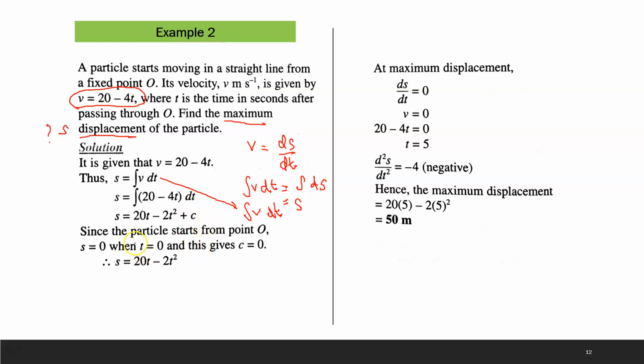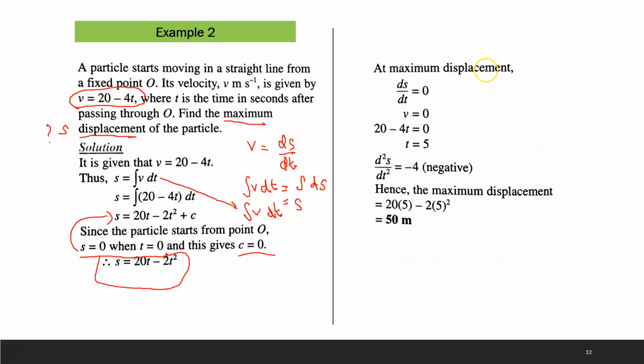Okay, dia kata since the particle starts from point O, s equal to 0 and t also equal to 0. Sebab bila dia di point O, maksud dia masih static. So time dia berada dekat O tu adalah bersamaan dengan t equal to 0, and the displacement also equal to 0. So bila you substitute this whole thing into this, kan? 20 times 0 minus 2 times 0 square plus c. Yang tinggal cuma c equal to 0. So you have this formula. Formula yang baru adalah yang ini, without the c lah.